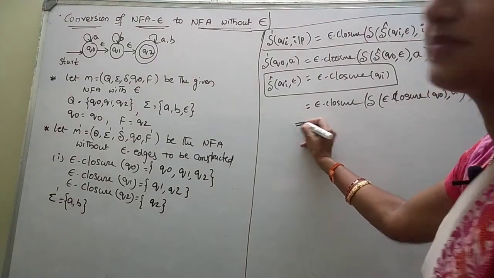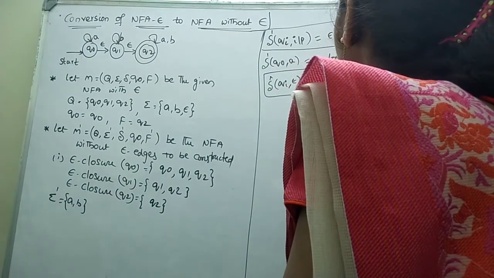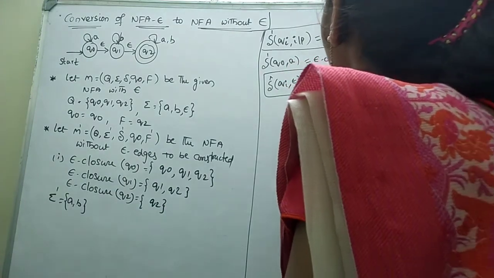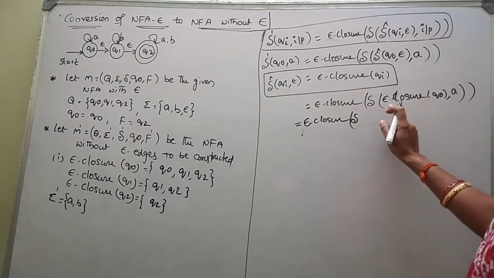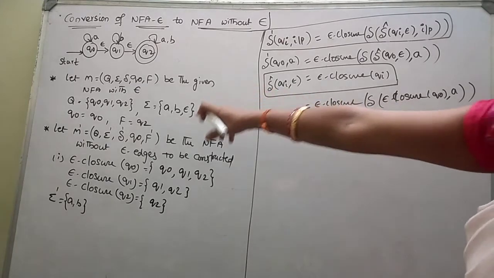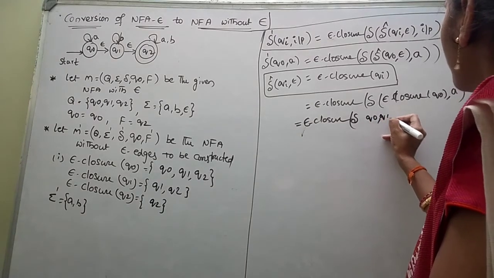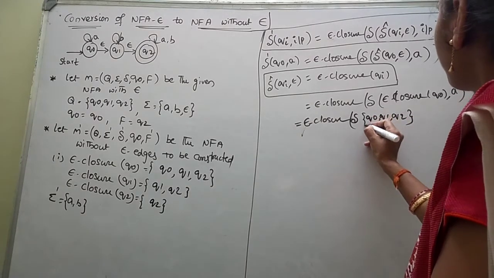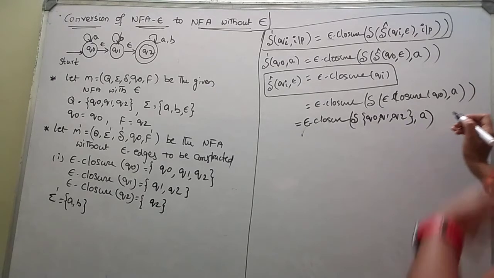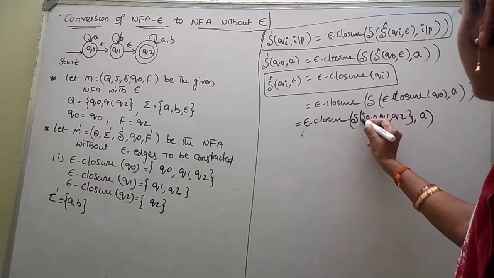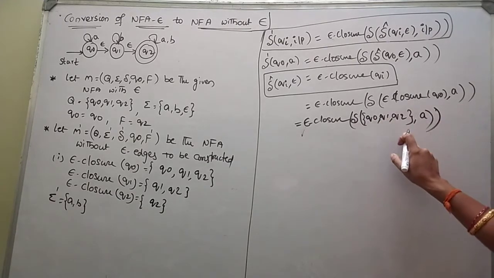Right? So this can be written as epsilon closure of delta. So what is epsilon closure of Q naught here? Q naught, Q1 and Q2, comma input symbol. Okay, that is what we are going to take. This is the one. Delta of this, first we need to compute, later go for this.